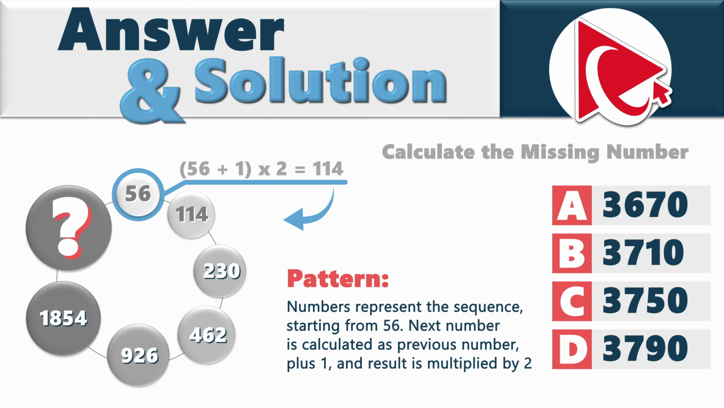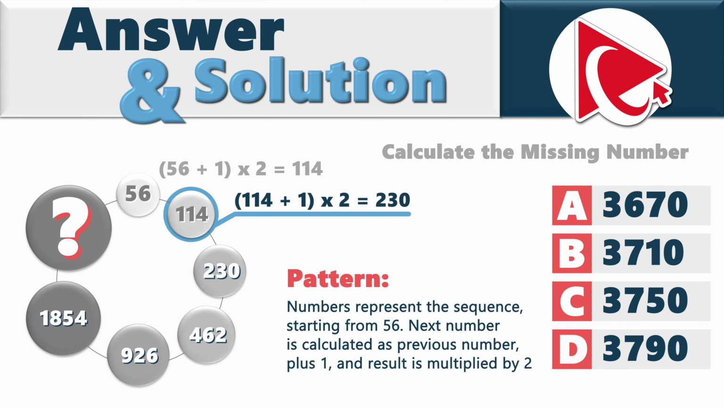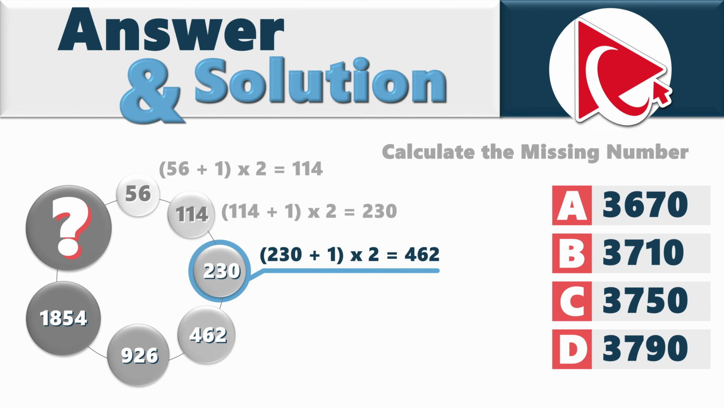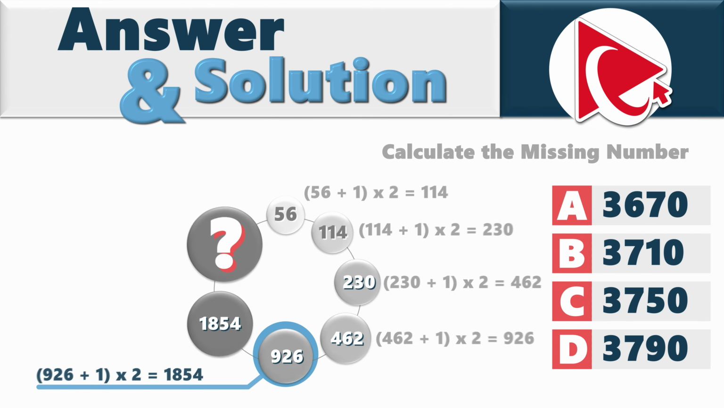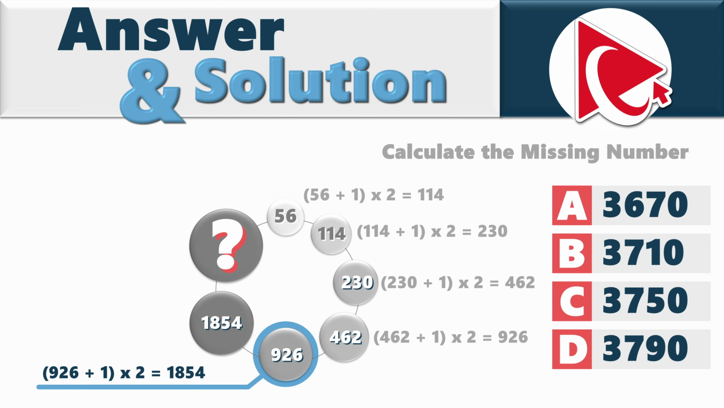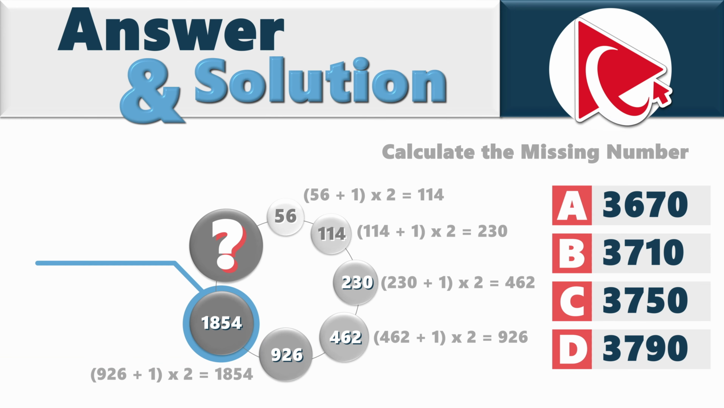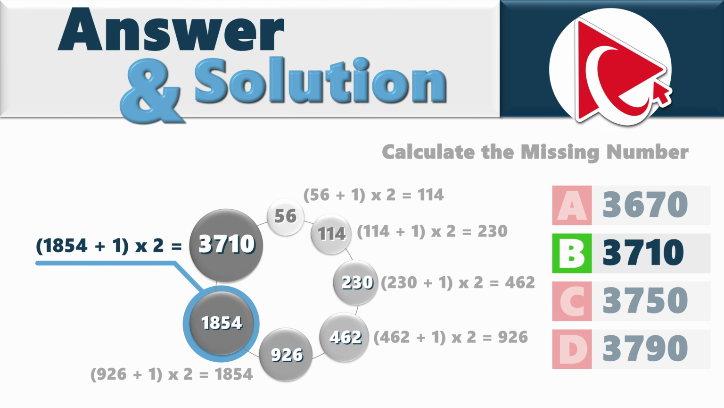Let's verify that our pattern calculations are correct. 114 plus 1 multiplied by 2 does equal 230. 230 plus 1 multiplied by 2 does equal 462. 462 plus 1 multiplied by 2 does equal 926. And 926 plus 1 multiplied by 2 equals 1854. So now is the time to calculate the missing number. 1854 plus 1 multiplied by 2 equals 3710. So the correct answer is choice B, 3710.